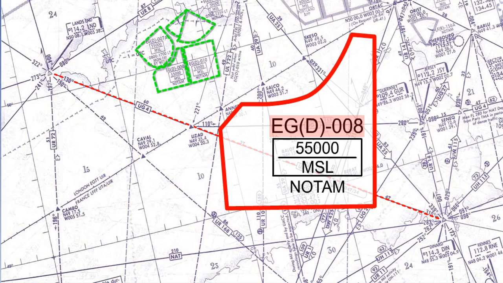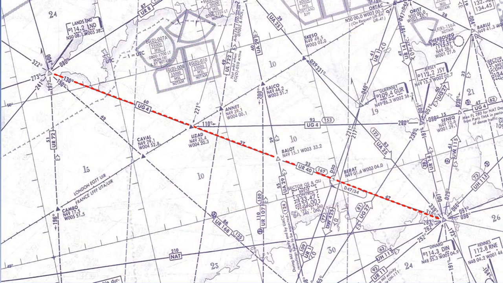This stands for United Kingdom Danger Area 008. Its upper limit is 55,000 feet. Its lower limit is mean sea level. And its times of operation are given by NOTAM. Next on our route is the FIR boundary between London and France.